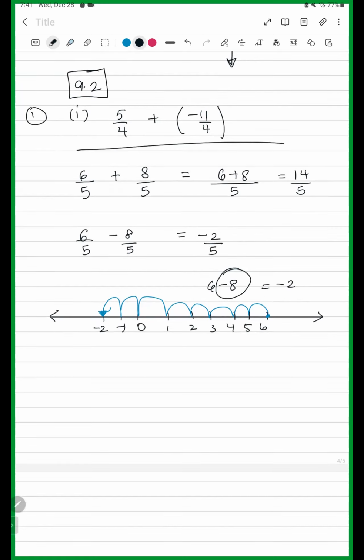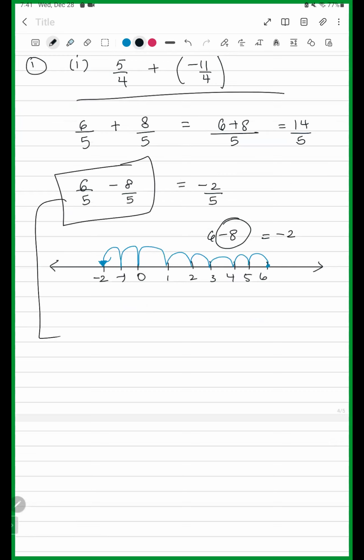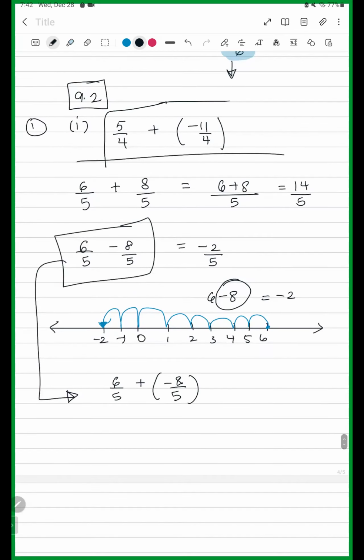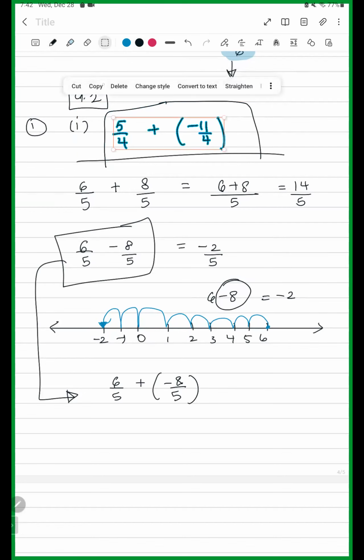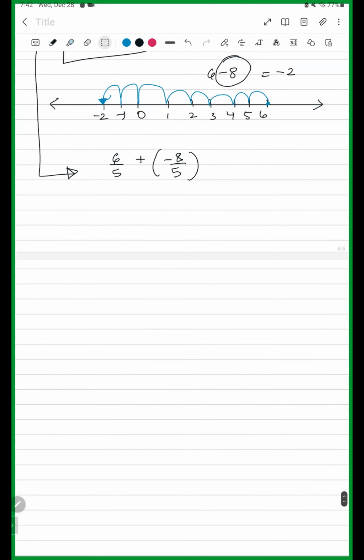Now इसी same चीज को if I write it like this, 6/5 plus -8/5. Is it the same thing or different? It is the same thing. है ना? So yeah. Now can you tell me how to solve this question? Yeah, sure. क्या करेंगे? It will be 5 minus 11 by 4.